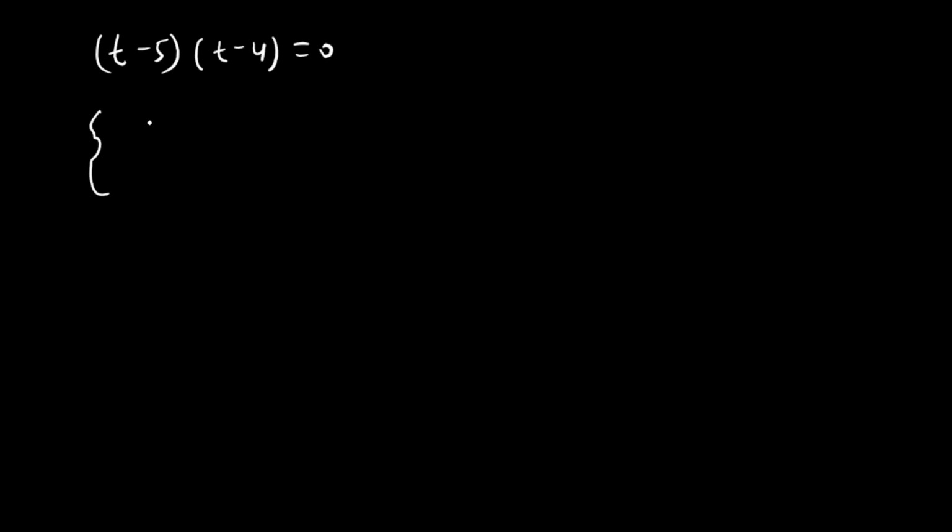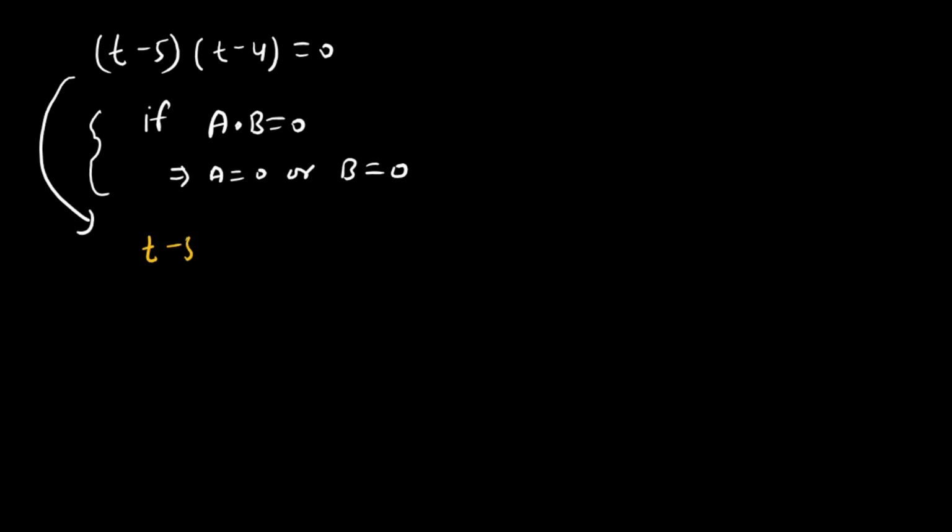Now we will apply the rule: if a times b equals 0, then a equals 0 or b equals 0. If we apply this rule here, then we can say t minus 5 equals 0 or t minus 4 equals 0.